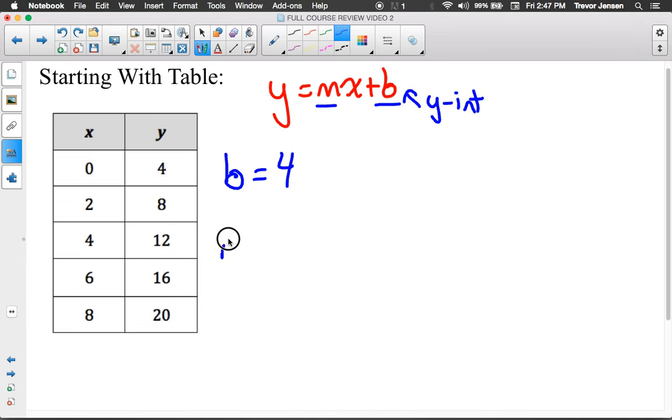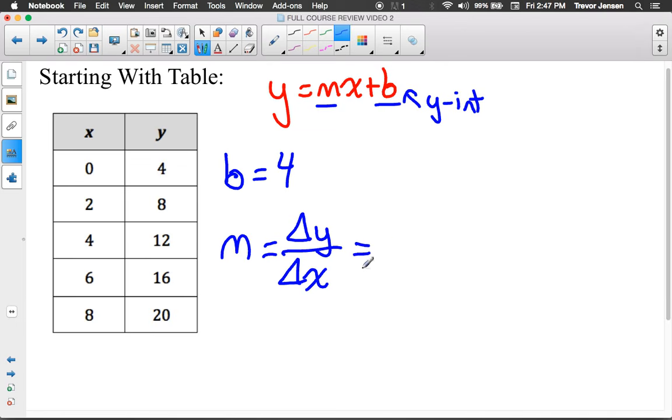M, how do we figure out m from a table of values? Well, remember I showed you equations before. To figure out your rate of change, you're going to have to figure out what is y changing by and divide that by what x is changing by. And that will tell you for every 1 unit increase in x, what is y changing by.